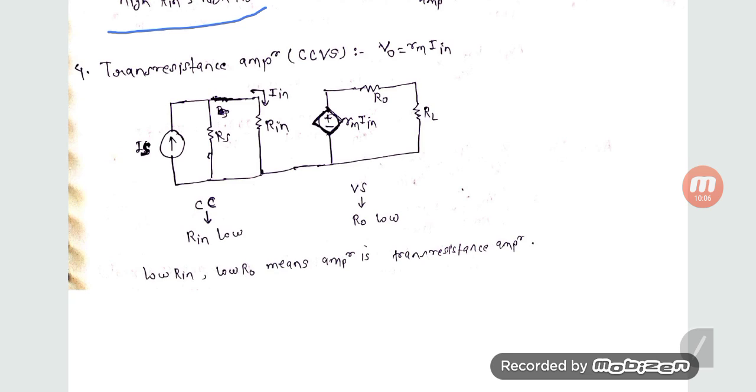For transresistance, both Rin and R0 should be low.